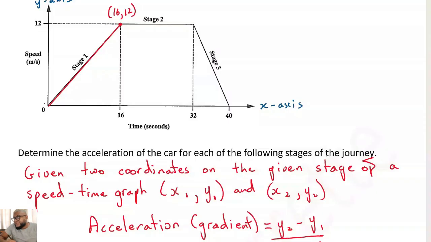Anybody thinks they know? Raise your hand if you think you know. Go ahead, Aiden. 12 and 0. No, not 12 and 0. We're on this red line here. Anybody else? Go ahead, Rudra. 12 and 32, sir. No, that is not stage one. Focus on the red line. Anybody else? Go ahead, Adams. 0 and 16. All getting closer, isn't it? 0 and 16 is not it. Anybody else? We're on this red line.